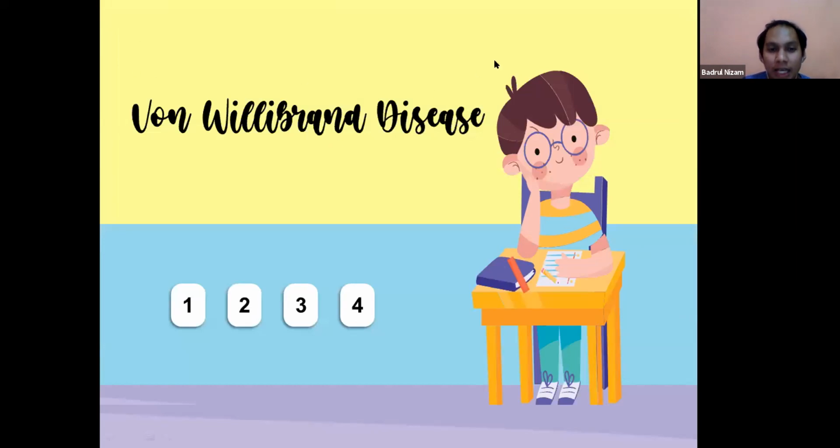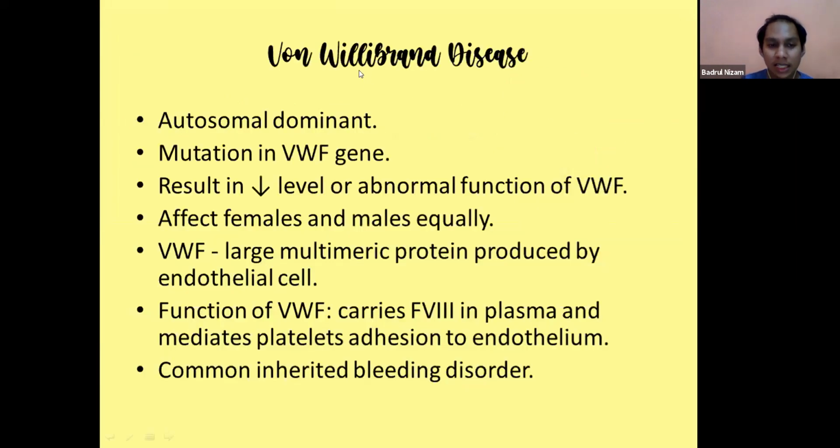Okay, so next disease, the last disease is von Willebrand disease. It is an inherited disease in an autosomal dominant fashion, so it can affect both male and female. It occurs due to a mutation in the von Willebrand factor gene, which results in either reduced or abnormal function of the von Willebrand factor.